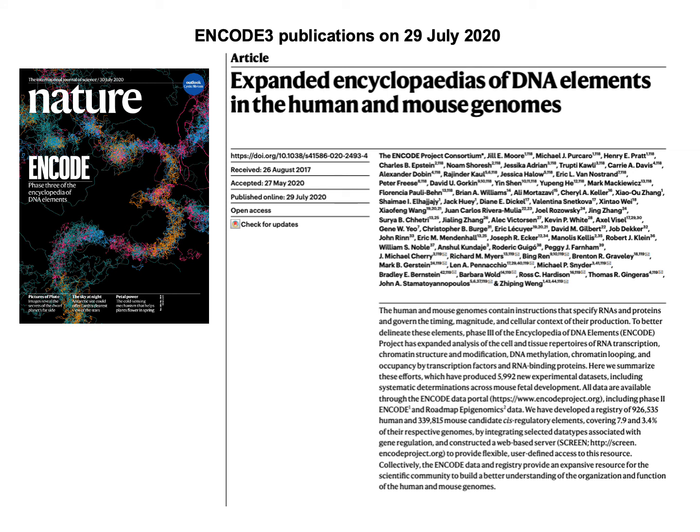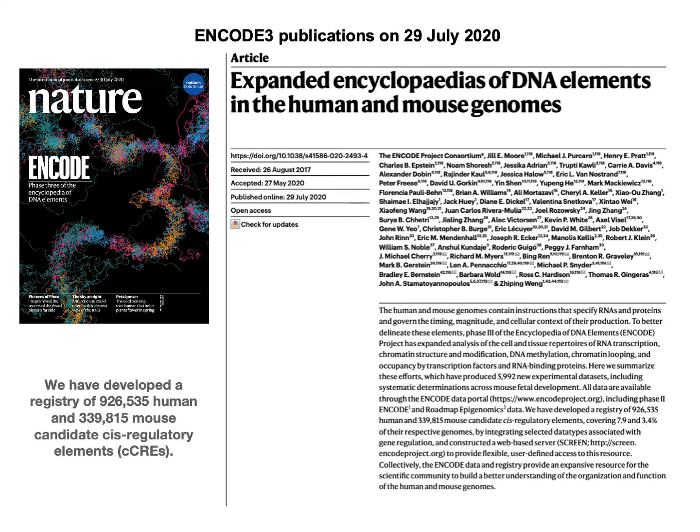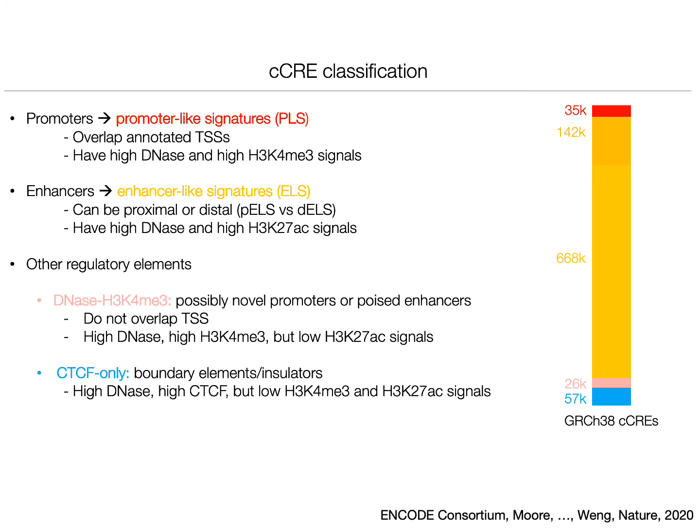The results of ENCODE Phase 3 were published in a number of Nature papers in July 2020. Here is the main paper, which includes our work on a registry of nearly 1 million human candidate cis-regulatory elements, abbreviated as cCREs. We classified our cCREs into groups by their epigenetic signals, which are predictive of their functions, such as cCREs with promoter-like signatures or PLS, and cCREs with enhancer-like signatures or ELS.